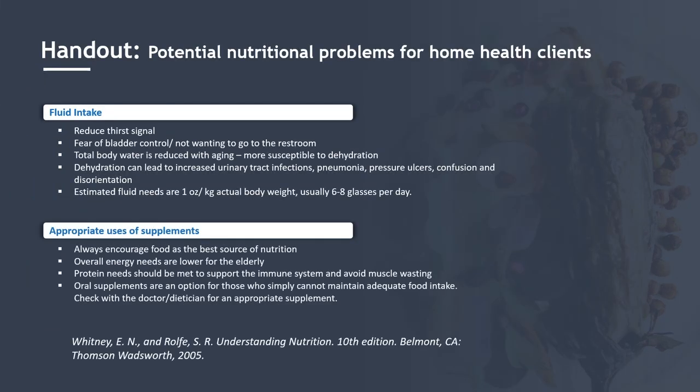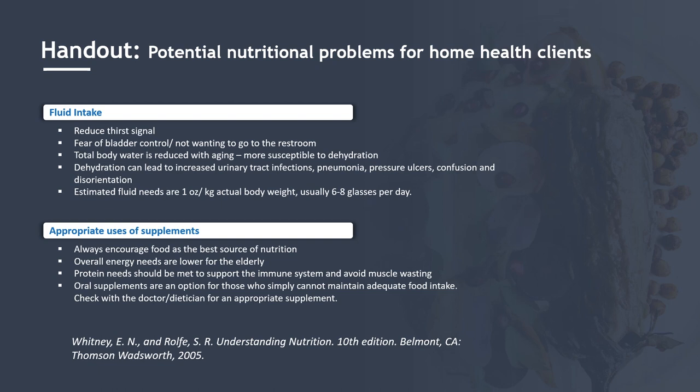Fluid intake. Reduced thirst signal. Fear of bladder control, not wanting to go to the bathroom. Total body water is reduced with aging. They are more susceptible to dehydration. Dehydration can lead to increased urinary tract infections, pneumonia, pressure ulcers, confusion, and disorientation. Estimated fluid needs are 1 ounce per kilogram of body weight, usually 6 to 8 glasses per day.